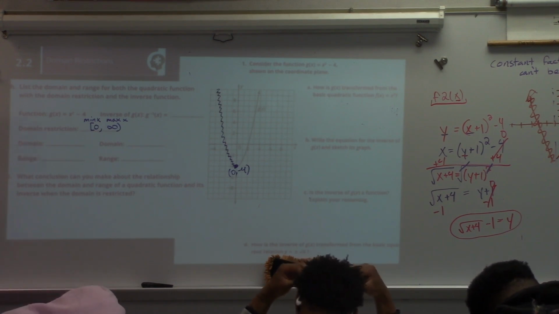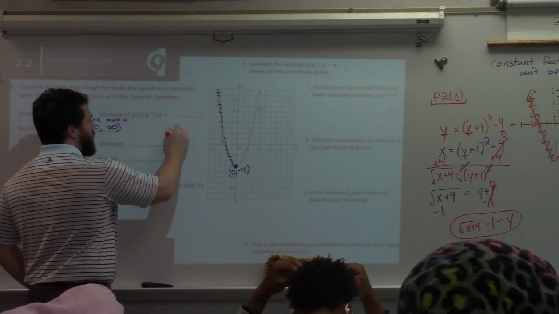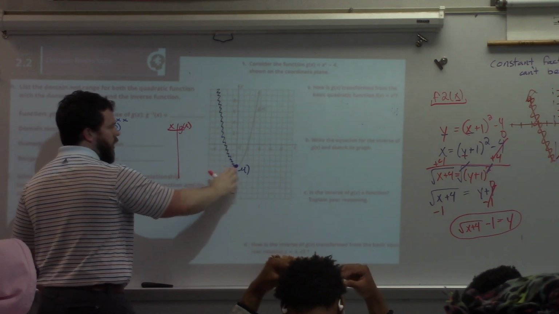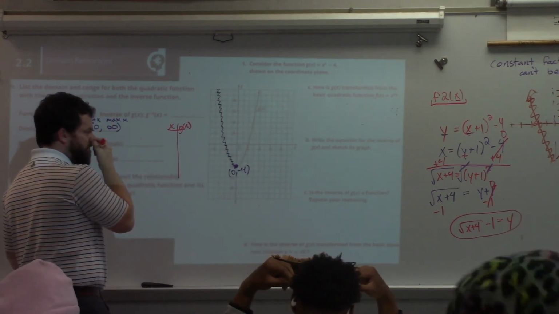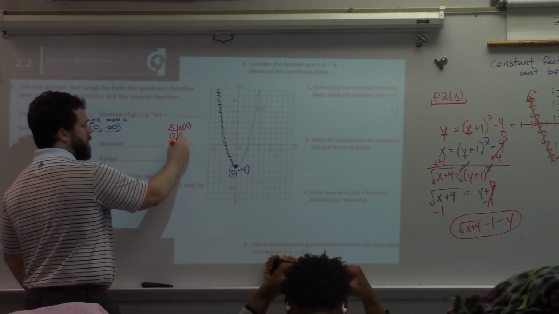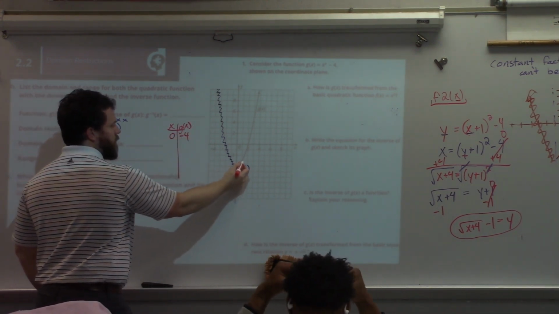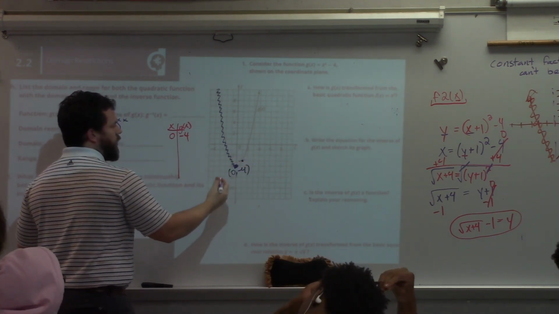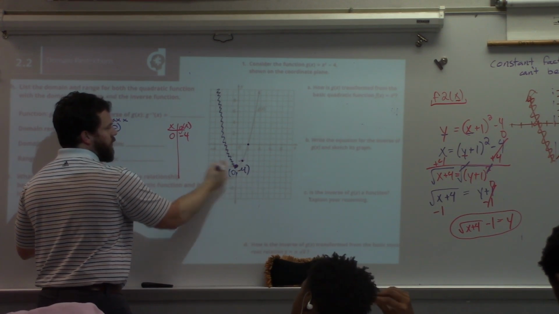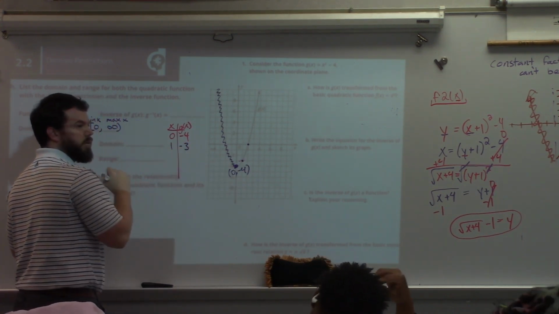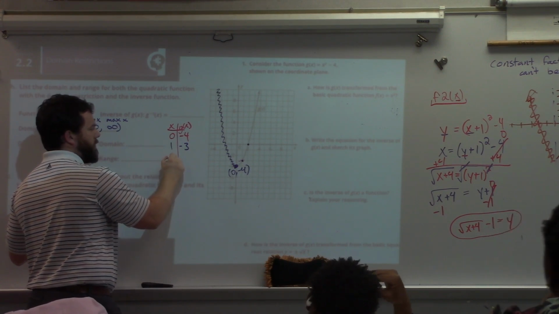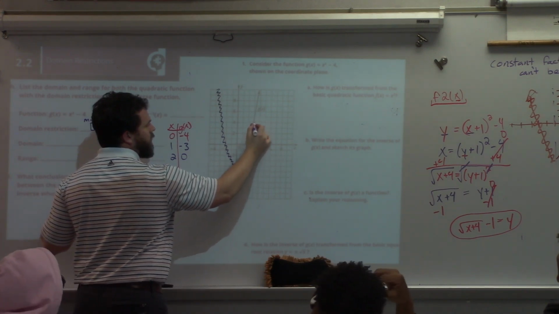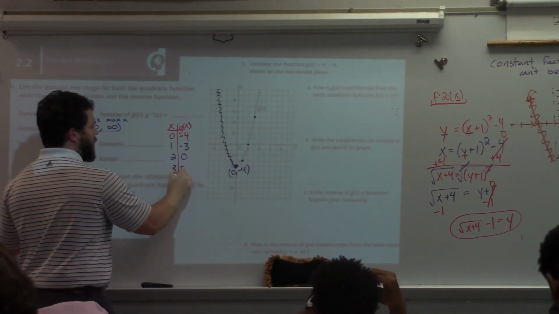A table. Can I make a table that helps me organize my thoughts? Yes, 100%. I've got x and I've got g of x. So what are some points on g of x for my restricted domain? When the x is 0, the y is negative 4. Give me another point. 2, 0. There's a 2, 0, but there's one even before that: 1, negative 3. You should have these pages as well. Are there any more that we can easily see? I think 3, 5 is one as well. Yep.